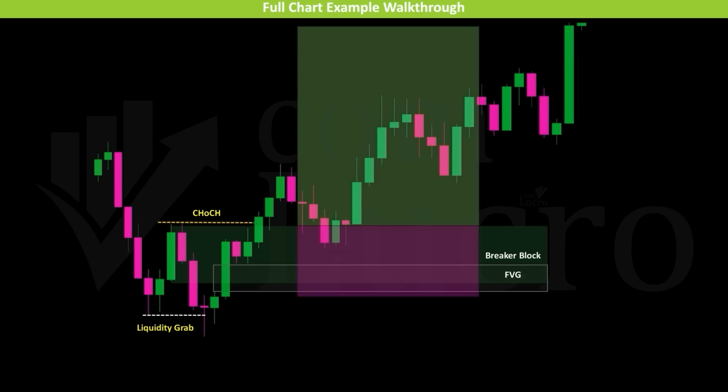When planning the execution, there are two main options. The first is a single time frame entry taken directly from the current chart. The second is a more conservative approach that waits for additional confirmation. This could include looking for multiple reversal signals, such as a change of character forming on lower time frames inside the breaker block that was identified on the higher time frame.